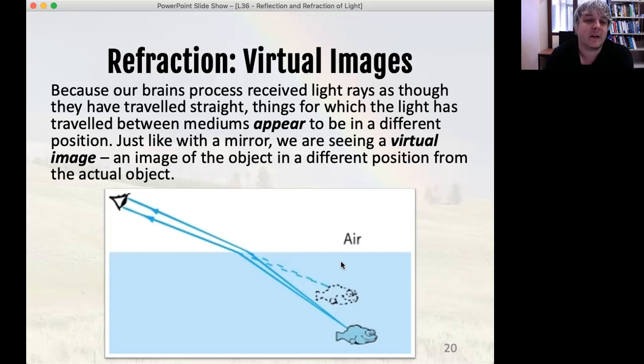So again, we're seeing a virtual image. In this case, you can't see the real image, the real object. Right? You can't see the real object because you can't see it being at that exact location. You can only see this virtual one being where your brain thinks it is, even though it's not.